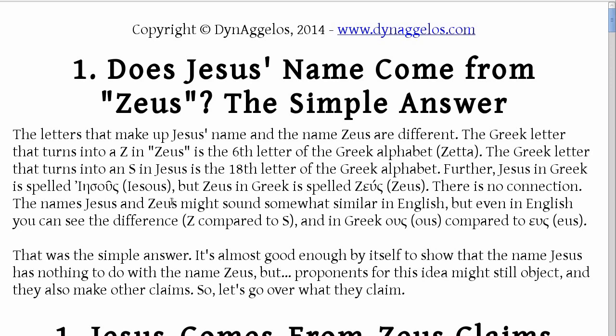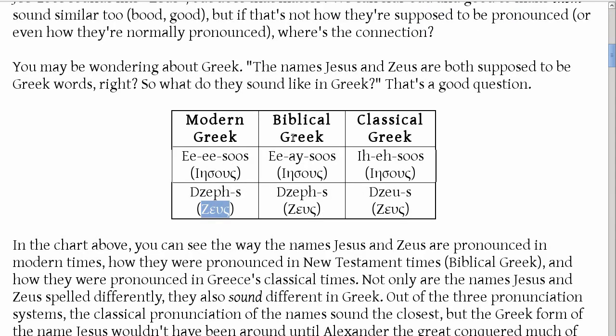The names Jesus and Zeus might sound somewhat similar in English, but even in English, so this is modern Greek, this column is biblical Greek, this is classical Greek. In modern Greek, which obviously is how they pronounce it nowadays, Jesus would be pronounced Iesous, with the accent on sous. And Zeus would be pronounced Zefs.